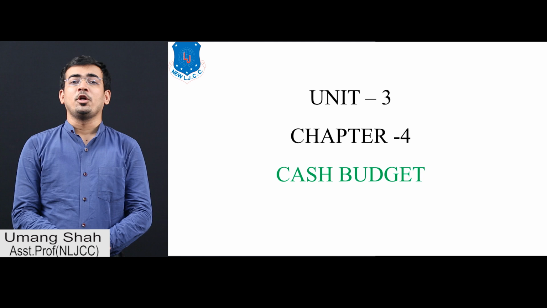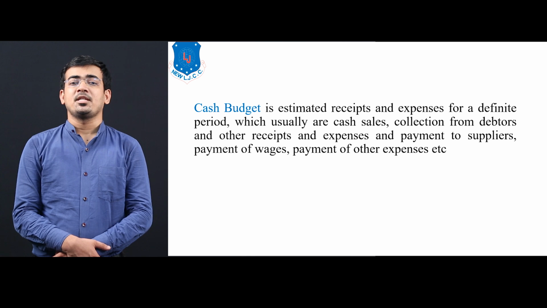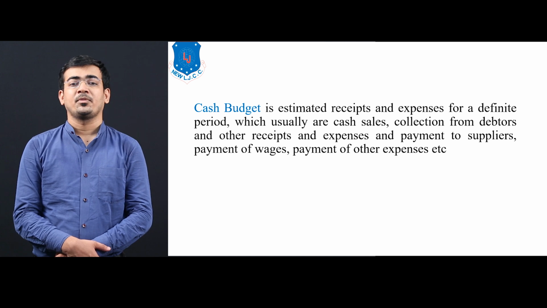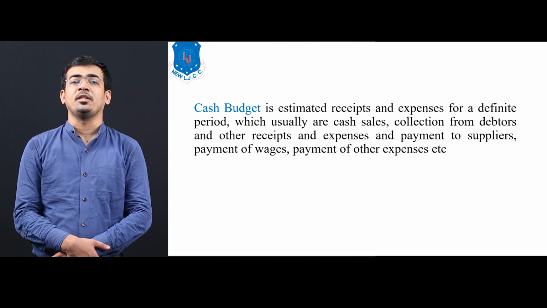The topic that today I am going to cover is cash budget, which is Unit 3, Chapter 4 of the Management Accounting subject, Semester 5. We all know cash budget is estimated receipts and expenses for a definite period, which usually are cash sales, collection from debtors and other receipts, and expenses and payment to suppliers, payment of wages, payment of other expenses. A budget is made only for a specific period, whether it is 3 months, 6 months, or 1 year.